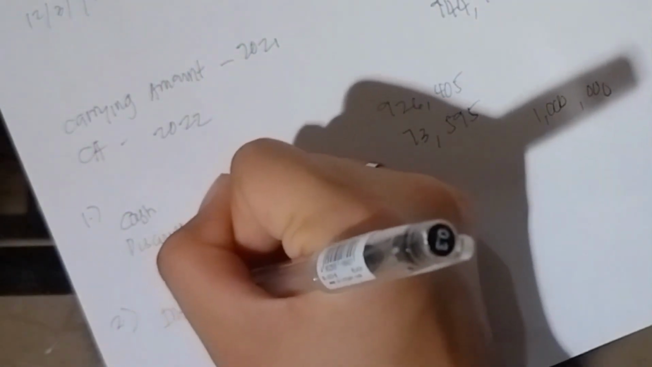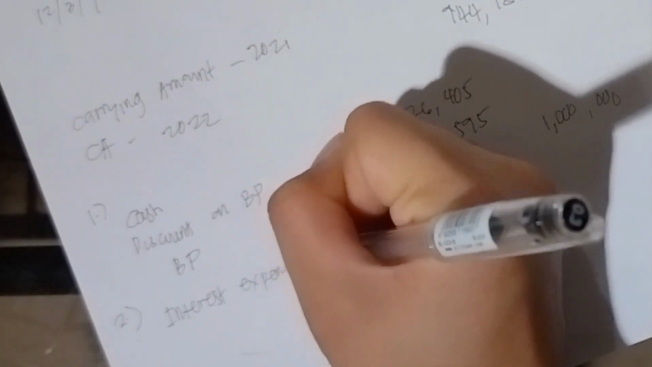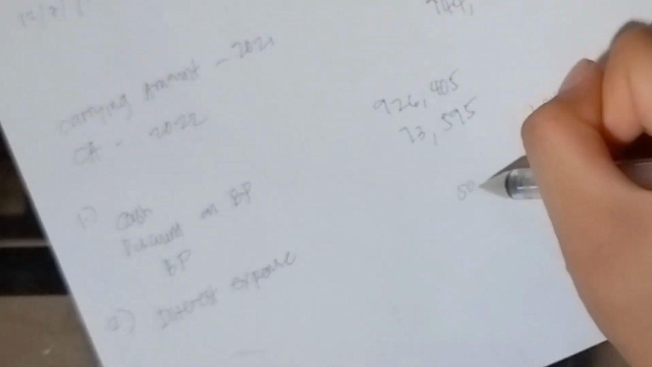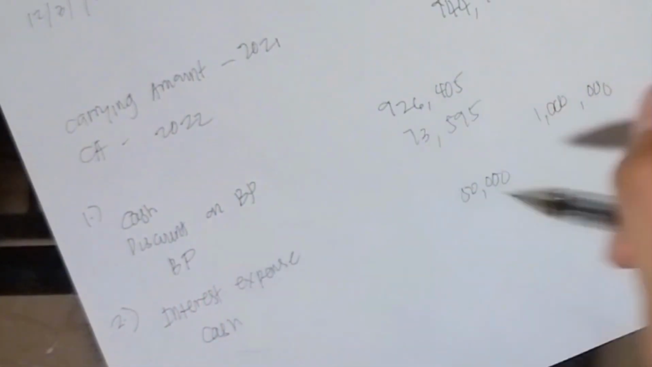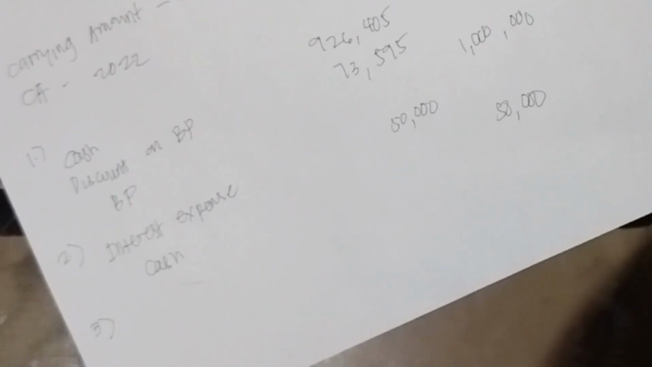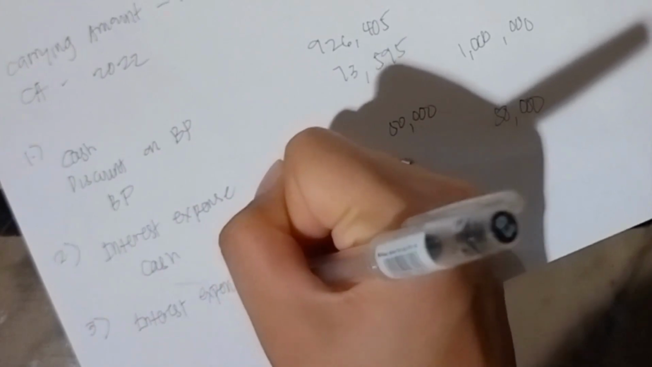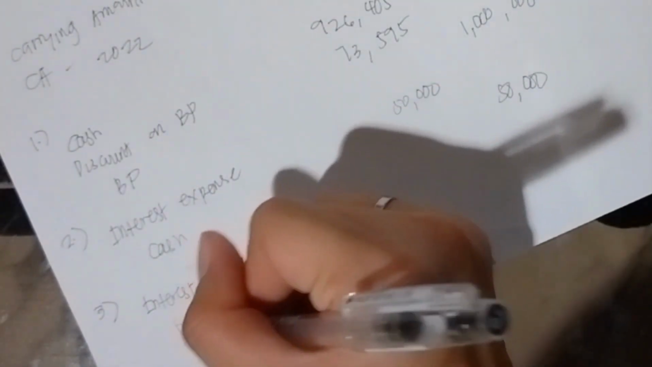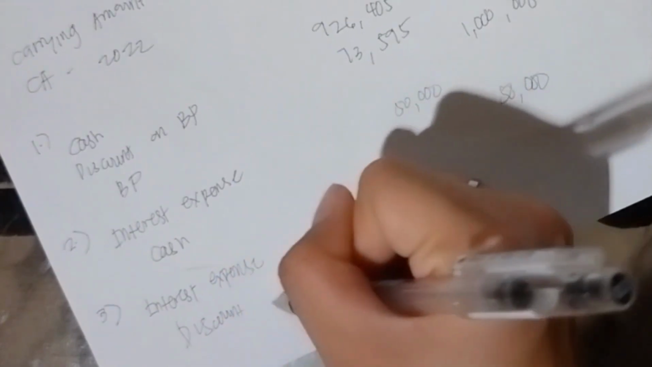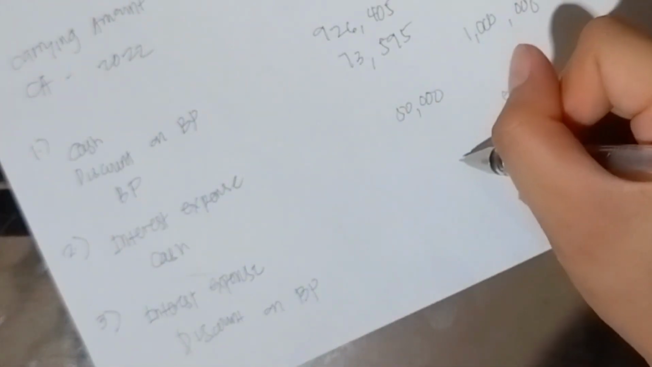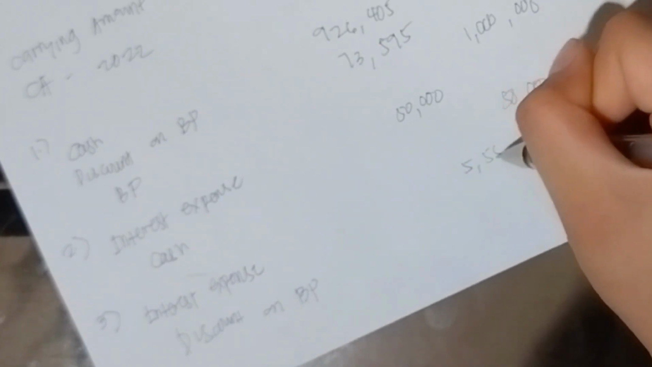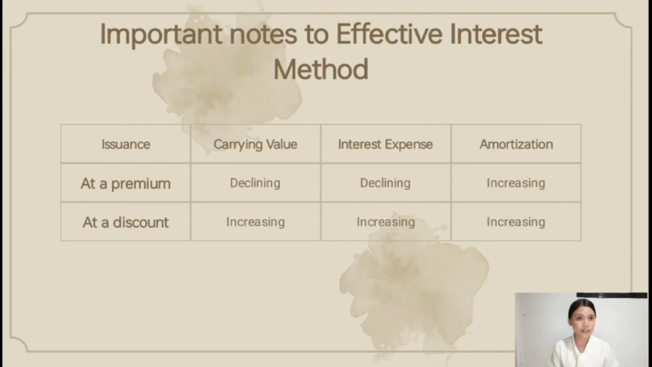So we have interest expense equal to 50,000 and cash 50,000. So last is to record premium amortization on December 31, 2021. So we have here interest expense and then discount on bonds payable. So is equal to 5,584 and 5,584.